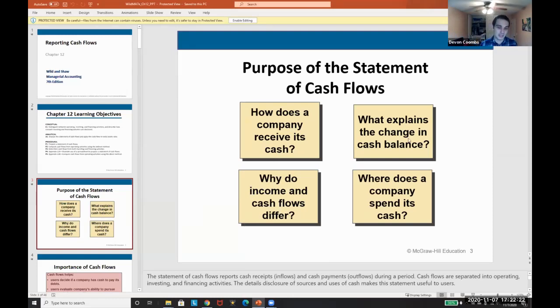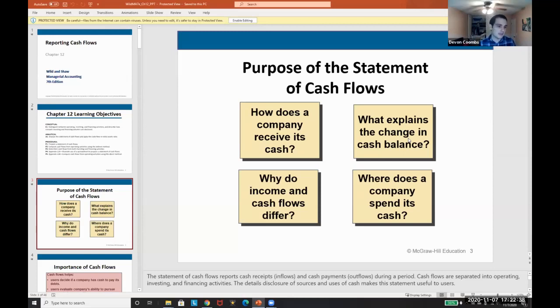What explains the change in cash balance? So if cash went up, why did cash go up? Is it because our operations are just killing it? We're having a great time. Everybody loves our product, or is it because we issued a lot of debt? Right? That's important to assess when we're making investment decisions.